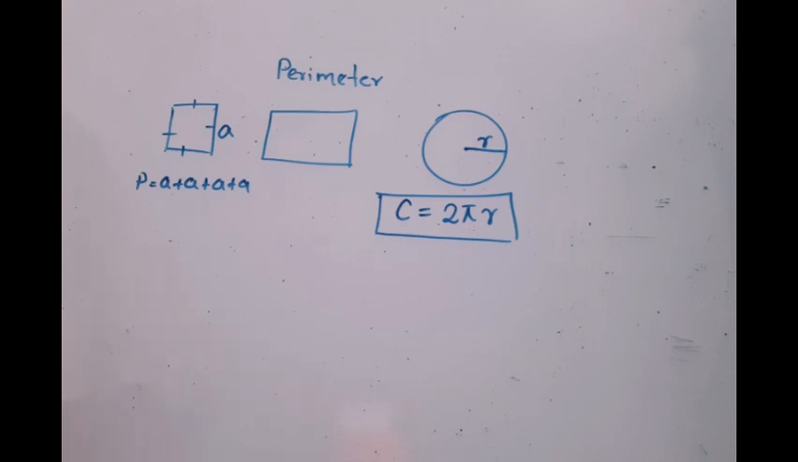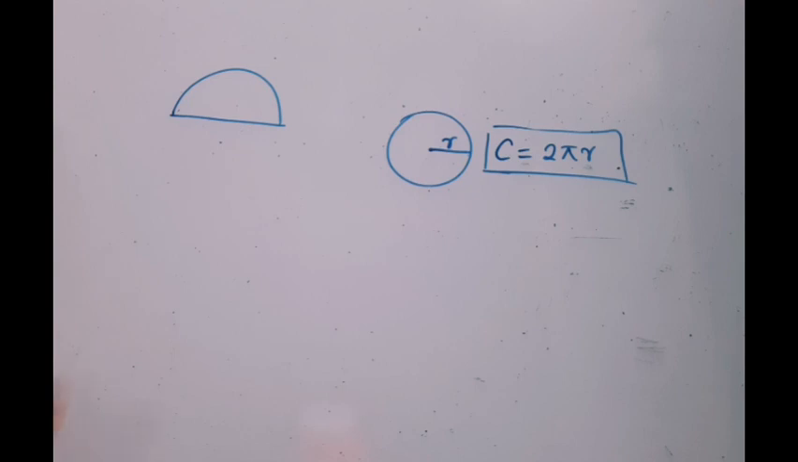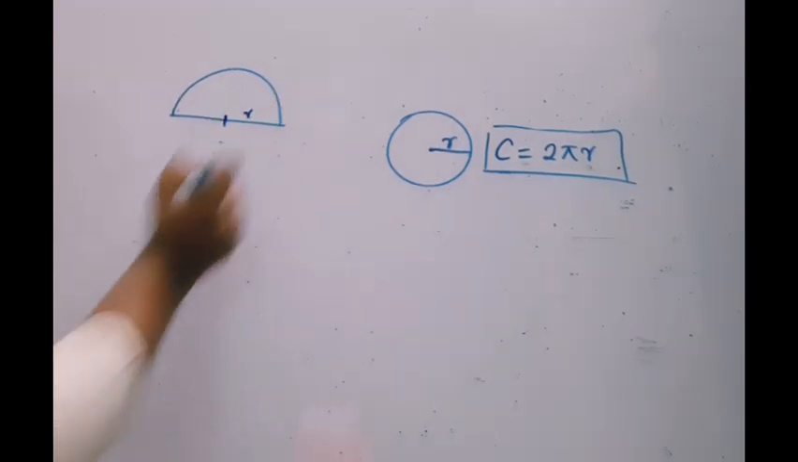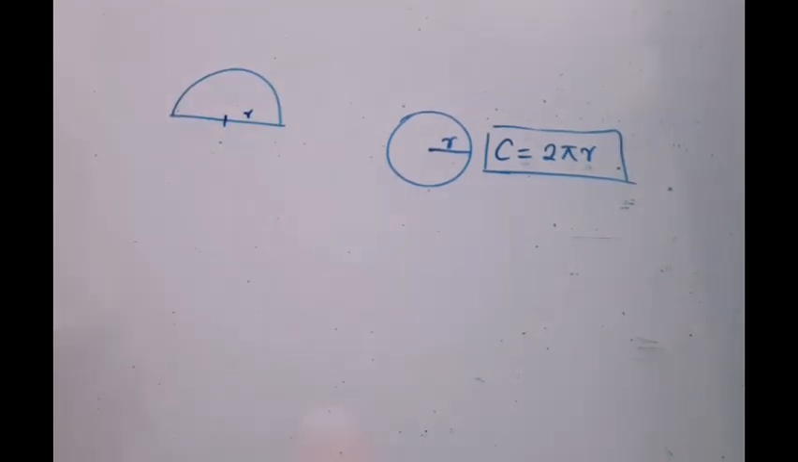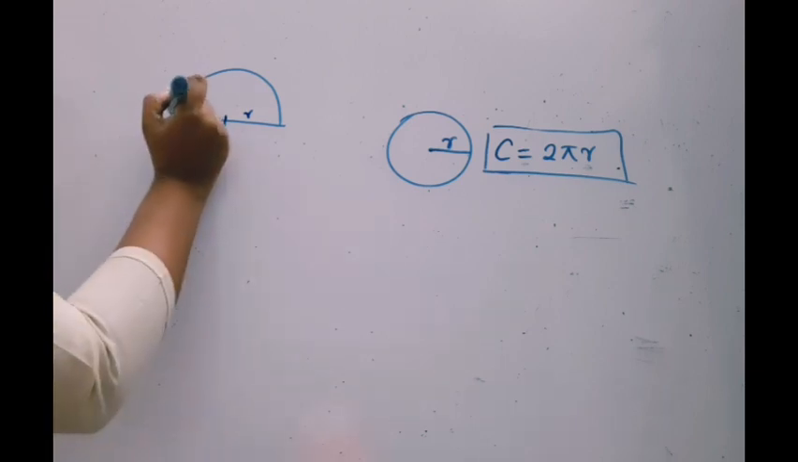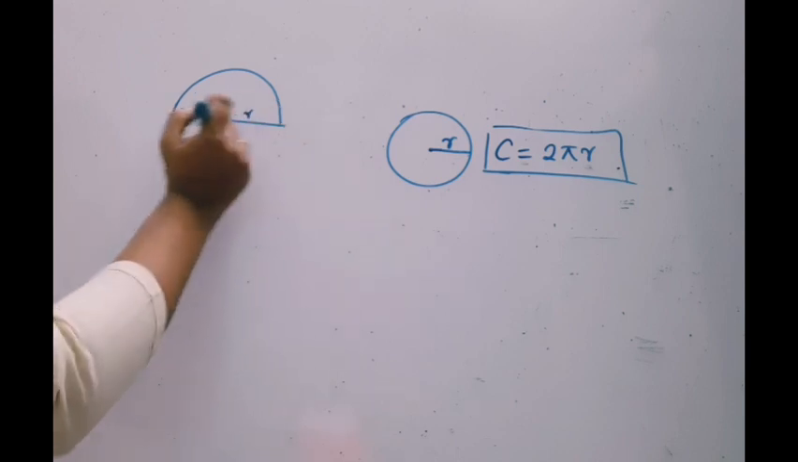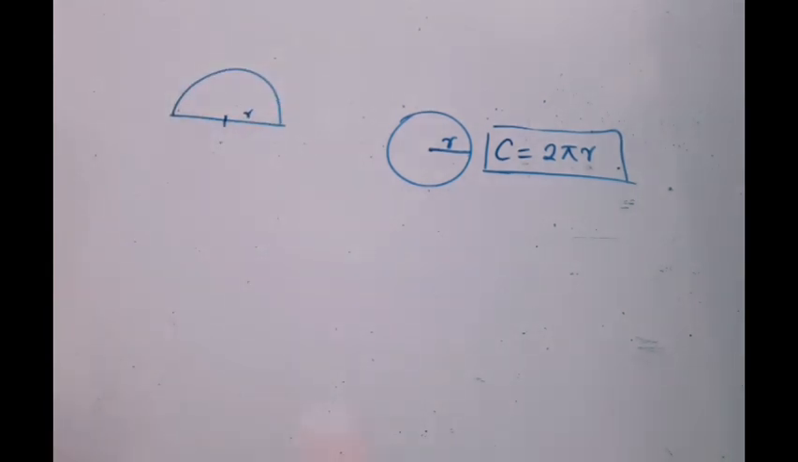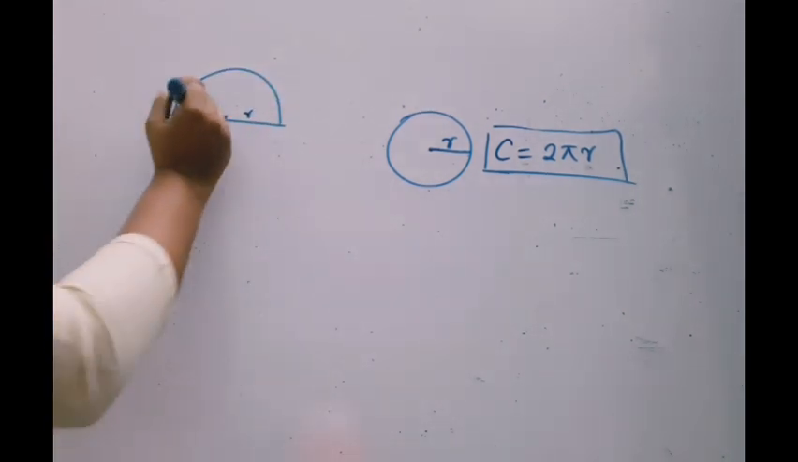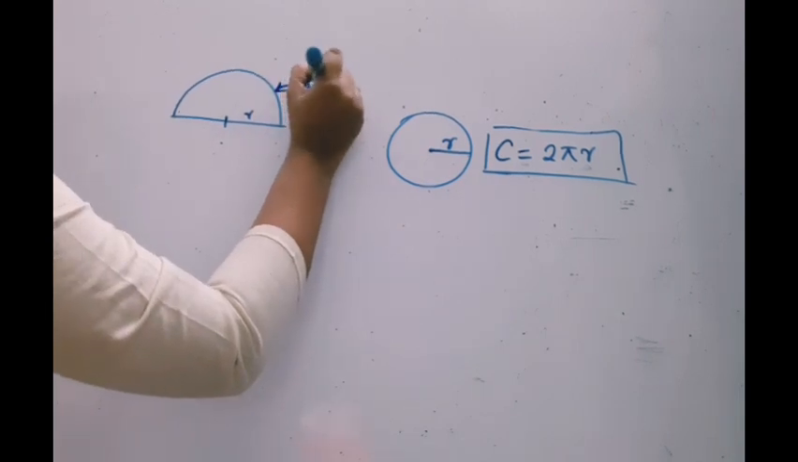Now let's look at the ways to find the arc length and the perimeter of the circle. I have drawn a sector of the circle, which is a semicircle here. Now I'm going to show you the difference between the perimeter and the arc length. What gives you the arc length? The arc length is the curved line around this circular lamina. That means this is the arc length.